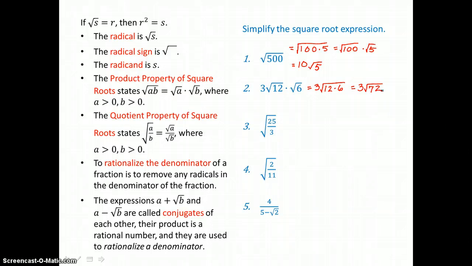And now again, just like before, looking for the largest perfect square factor of 72, I find that that's going to be 36. I can factor 72 into 36 times 2, and then use that product property of square roots again to take the square root of 36 times the square root of 2. So the square root of 36 is 6, and 6 times 3 is 18. So I get 18 square roots of 2 when I simplify.